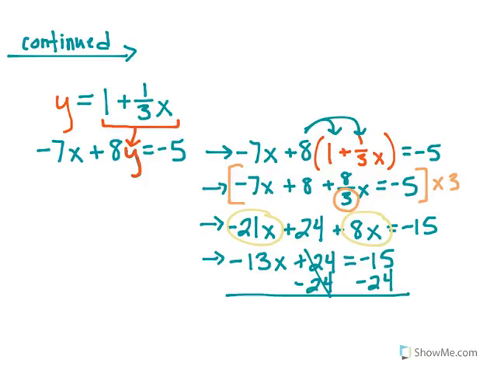So those will cancel. Bring down the negative 13x. Negative 15 minus 24 is negative 39. I now divide both sides by negative 13. And these 13's cancel, and I am left with x equals, and 39 divided by 13 is 3, and a negative divided by a negative is positive, so x is equal to 3.